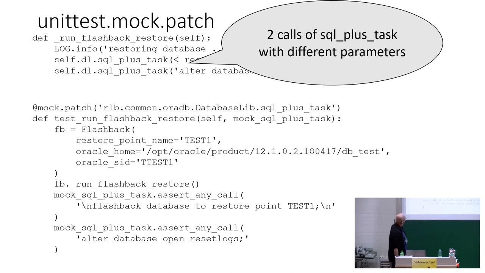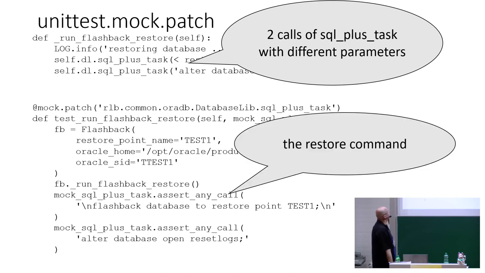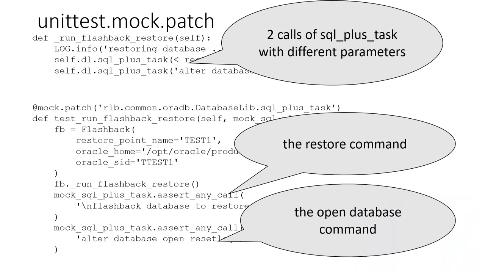And now you see assert any call in action, because assert any call will find out, because I have two calls here, and I need to know if every single one of them has been called, which is done with assert any call. The first one is the restore command, and the second one is the open database command, and that's it.